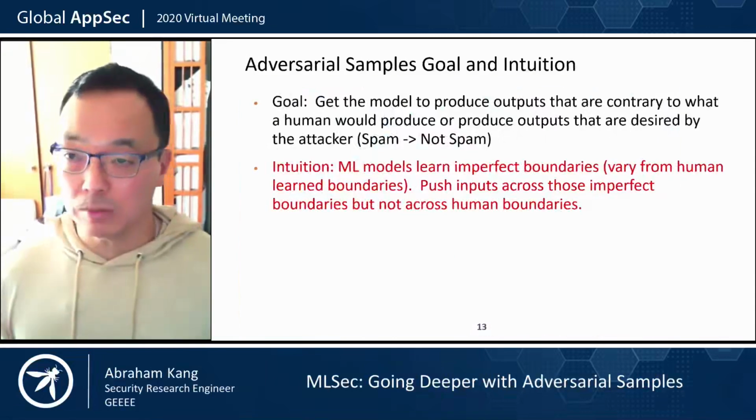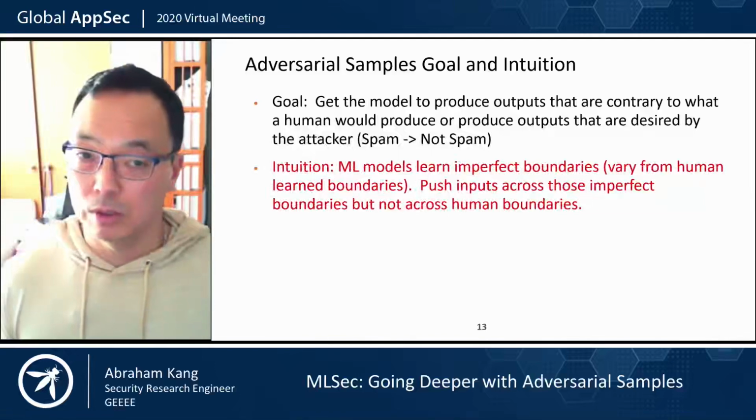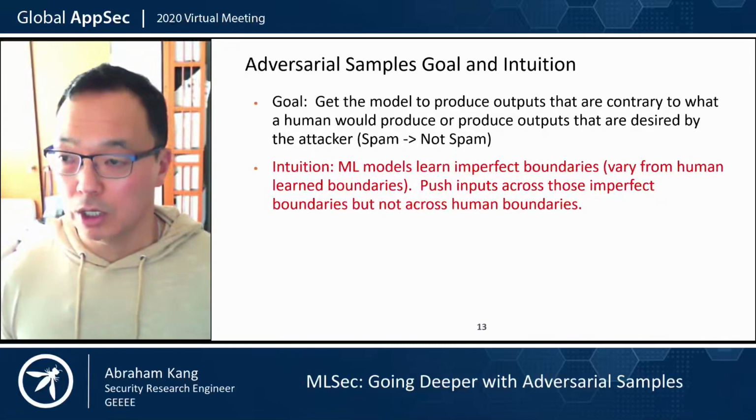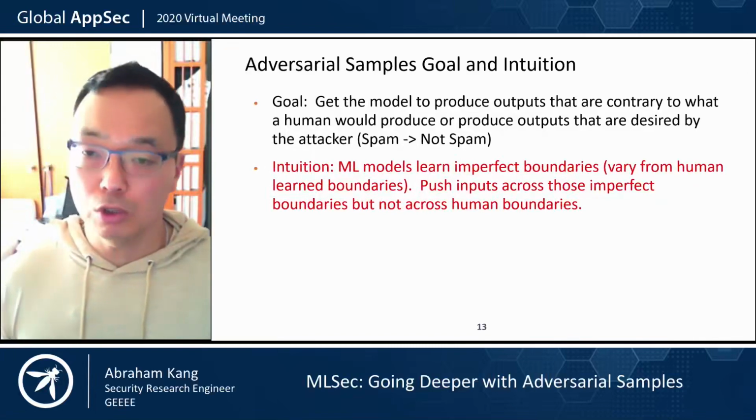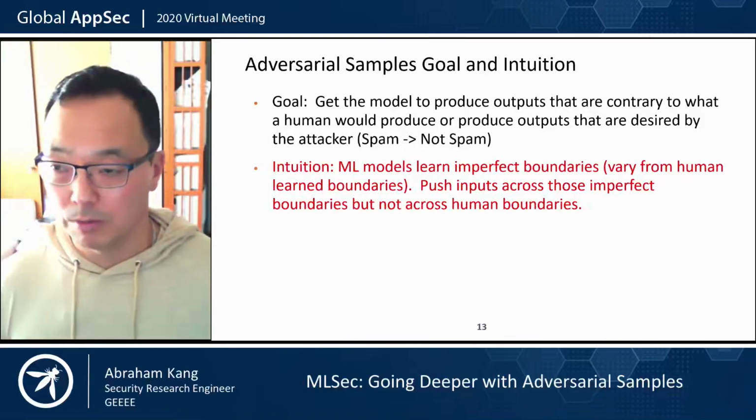So when we talk about the goal and intuition of adversarial samples, the goal is to get the model to produce outputs that are contrary to what a human would decide or would interpret them to be.